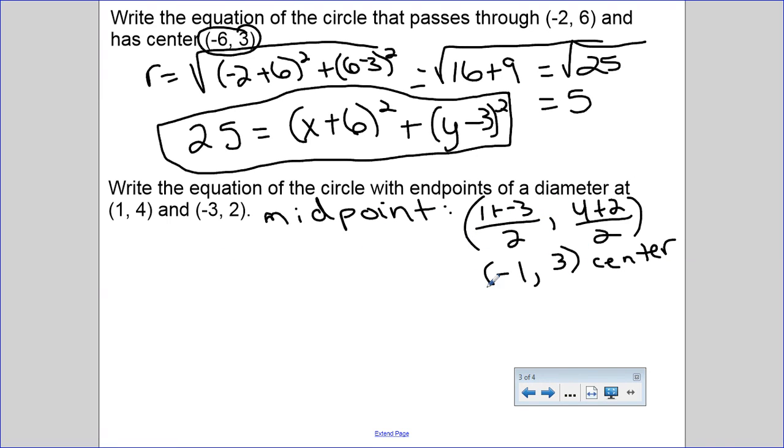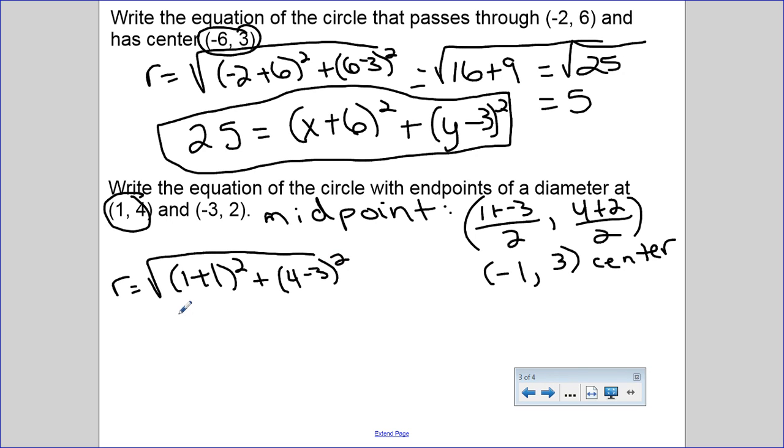Now I need to find the distance between the center and either one of these points to get my radius. It doesn't matter which point you use because it'll be equidistant. I'm going to choose this one just because it has positive numbers. So to find the radius, I am going to do 1 minus negative 1, which becomes positive, squared, plus (4 minus 3) squared. All right, 1 plus 1, 2, 2 squared, 4. Plus 4 minus 3, 1, 1 squared, 1. So the radius equals the square root of 5.